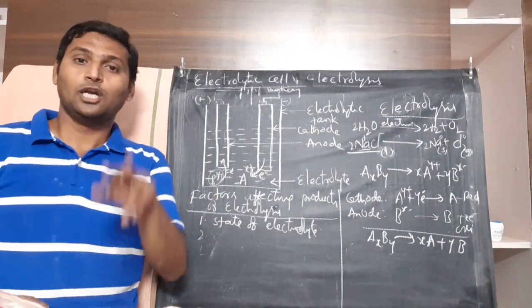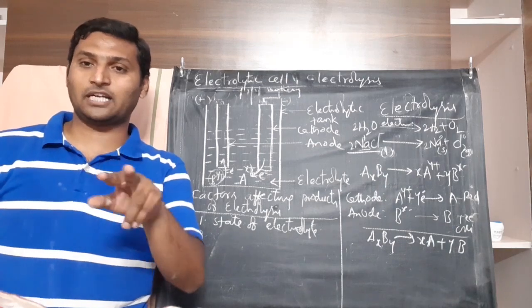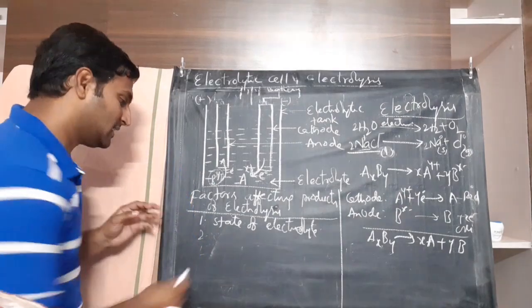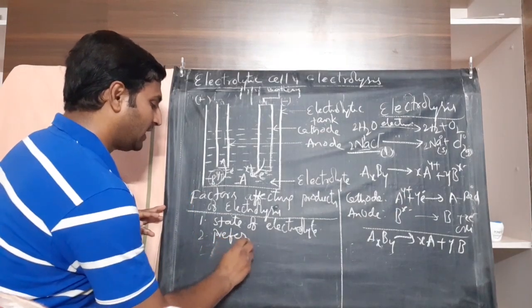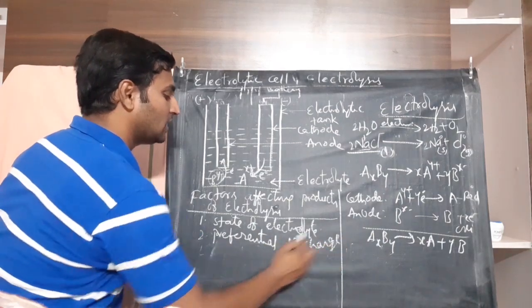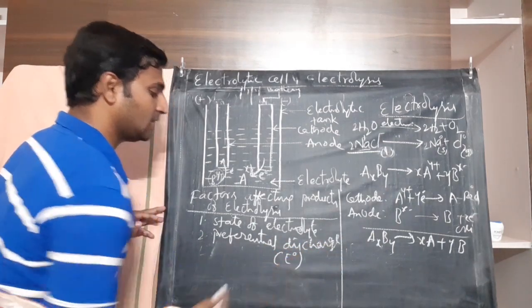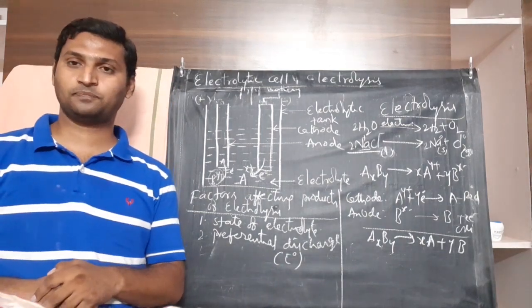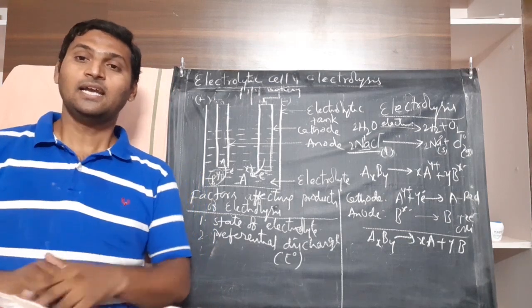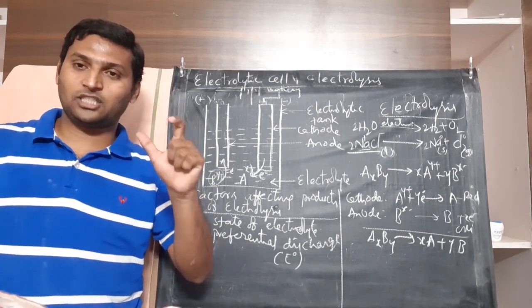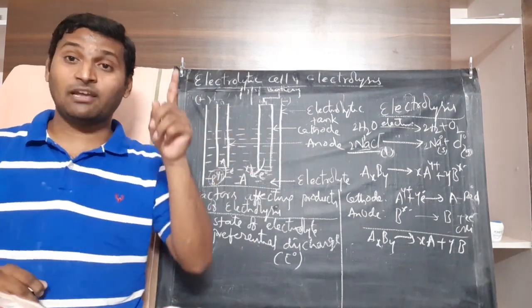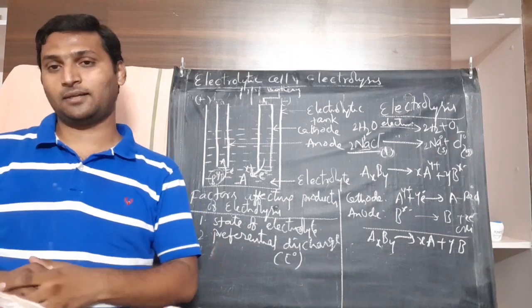Now, as I told, two species are competing with each other for reduction or oxidation, right? Then who is going to win? That is decided by preferential discharge theory, which depends on the electrode potential values. What does preferential discharge theory say? Say there are two species competing at cathode. Both are capable of undergoing reduction. Then which one will undergo, which one will not?